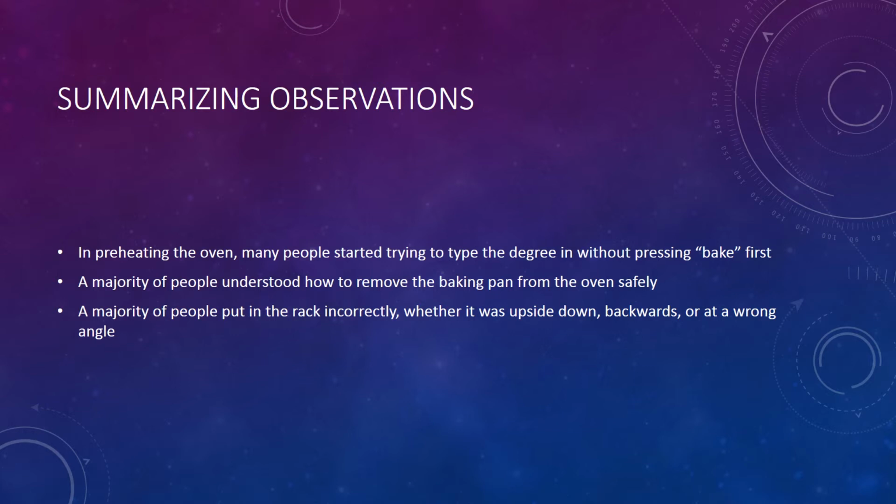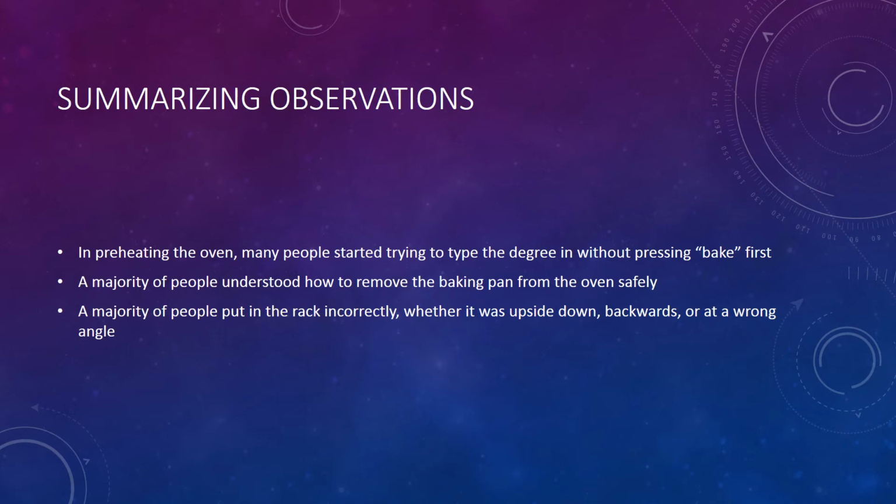In summary, many of the subjects in trying to preheat the oven pressed buttons before pressing bake first. Furthermore, a majority of people already understood how to remove the baking pan from the oven safely. And finally, a majority of people also put the rack in incorrectly, whether it was upside down, backwards, or at a wrong angle.